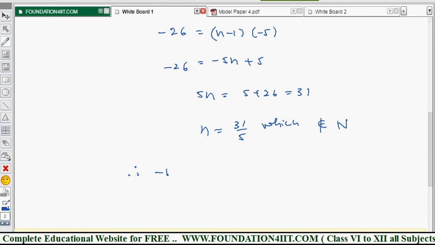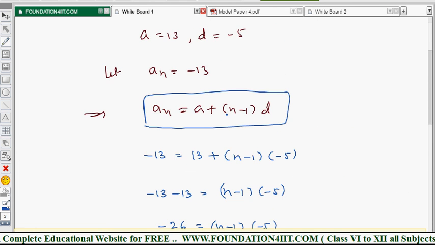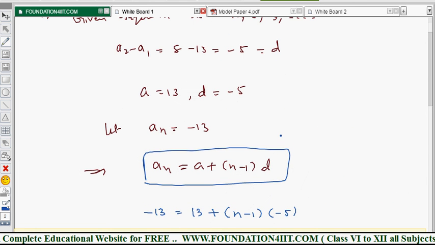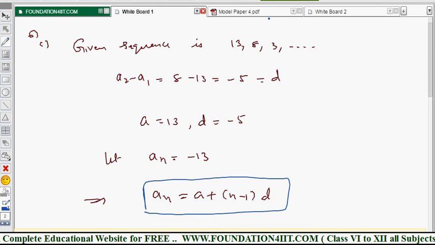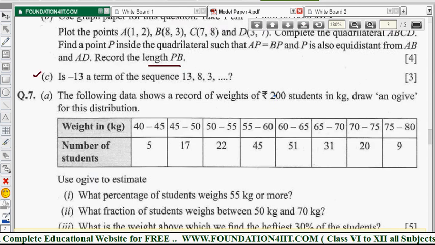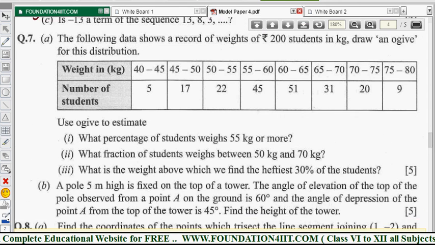Therefore minus 13 is not a term of the given sequence. So in the given sequence, minus 13 is not there. Just use the progressions formula and substitute; if n is a natural number, there is such a term, otherwise there is not. Yes, so you can do problems in this way. Now let us see question number 7. Solve these problems.